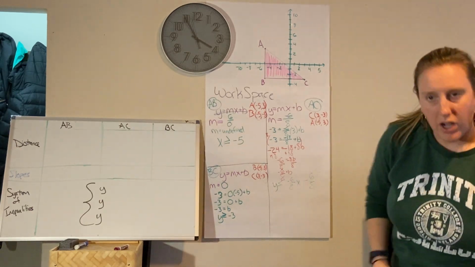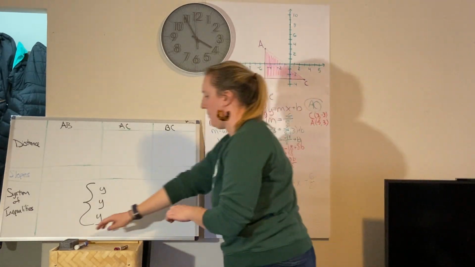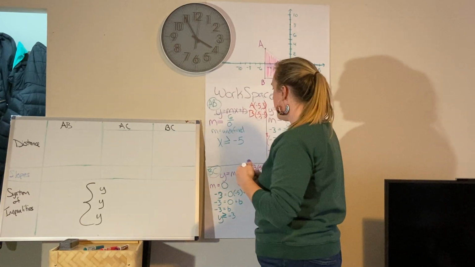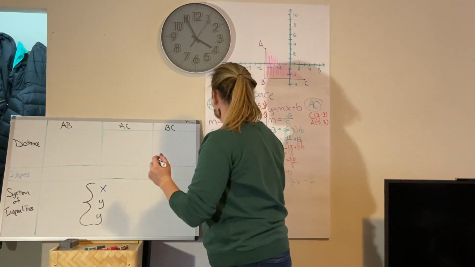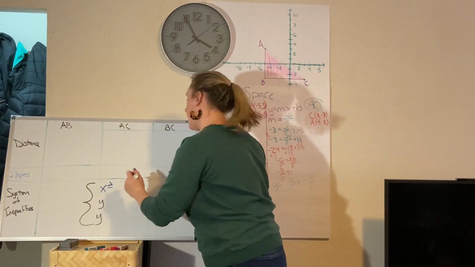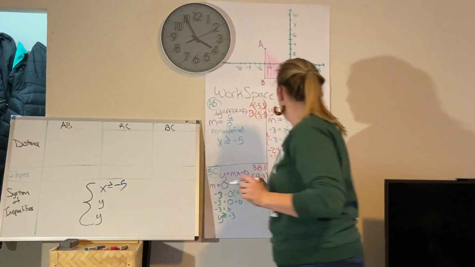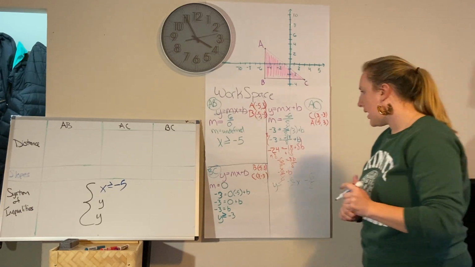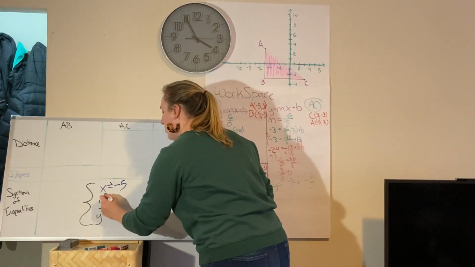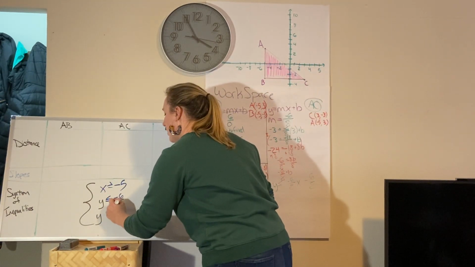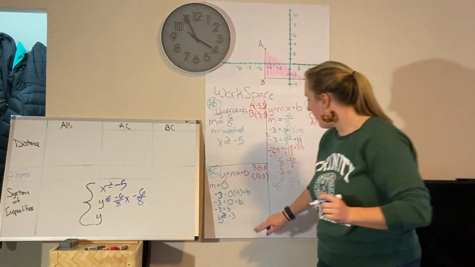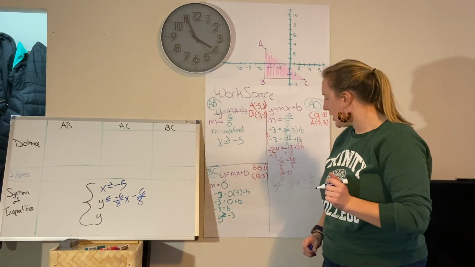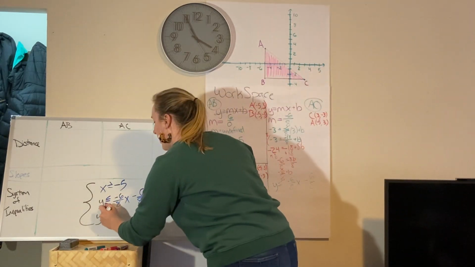So let's come up with our system. For AB, I'm going to change this to x is greater than or equal to -5. For AC, y is less than or equal to -6/8 x - 6/8. And finally, for BC, our y is greater than or equal to -3.